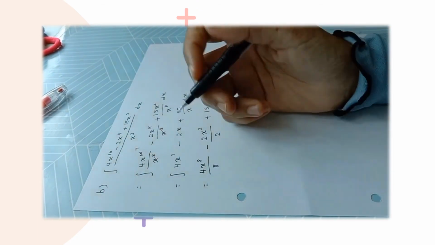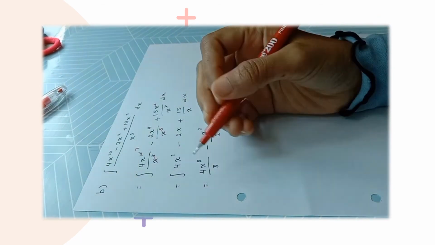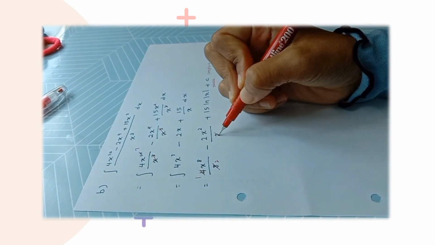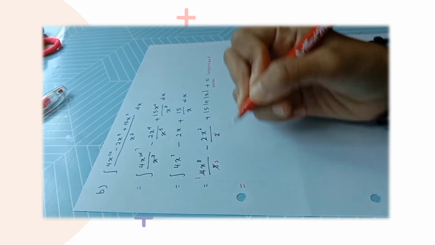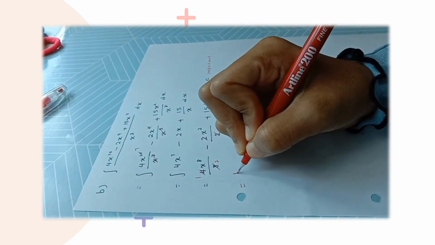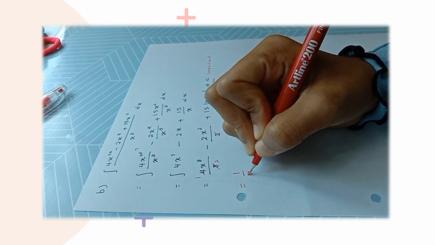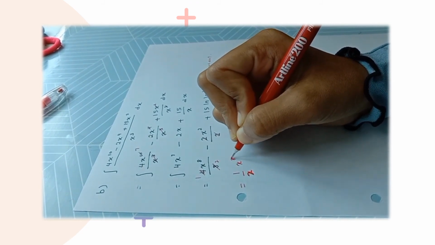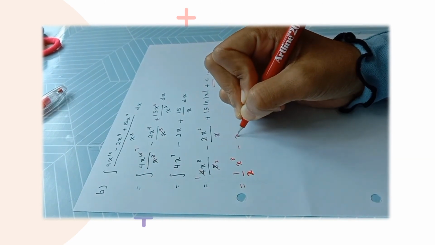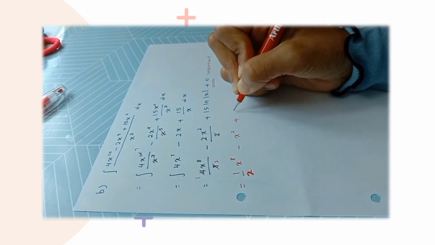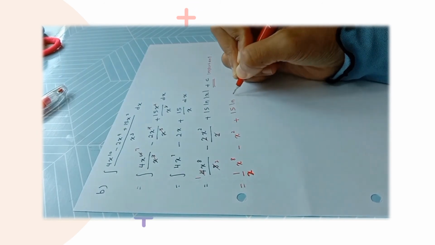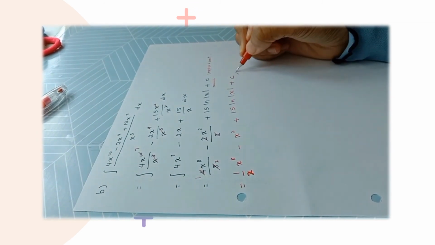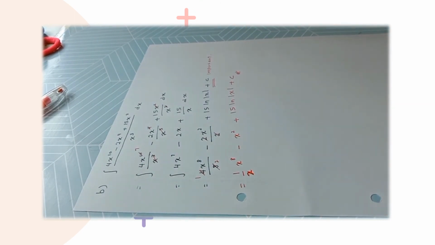So, we can simplify it. The final answer is x to the power of 8 over 2, minus x squared, plus C. That's all. Thank you.